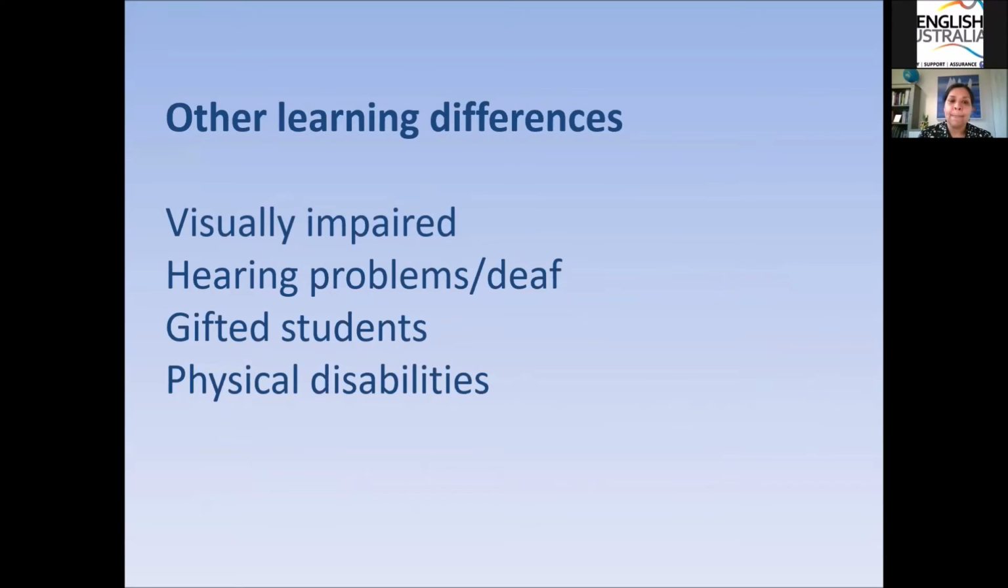Gifted students. We often don't think about gifted students as people to be included in this as well. Those students who just always are ahead of everyone, often they get bullied by their peers, or they may even get ignored by the teacher because they're just getting on with things, really. And those with physical disabilities as well. So when we look at learning differences and inclusion, there's quite a lot for the teacher to think about.